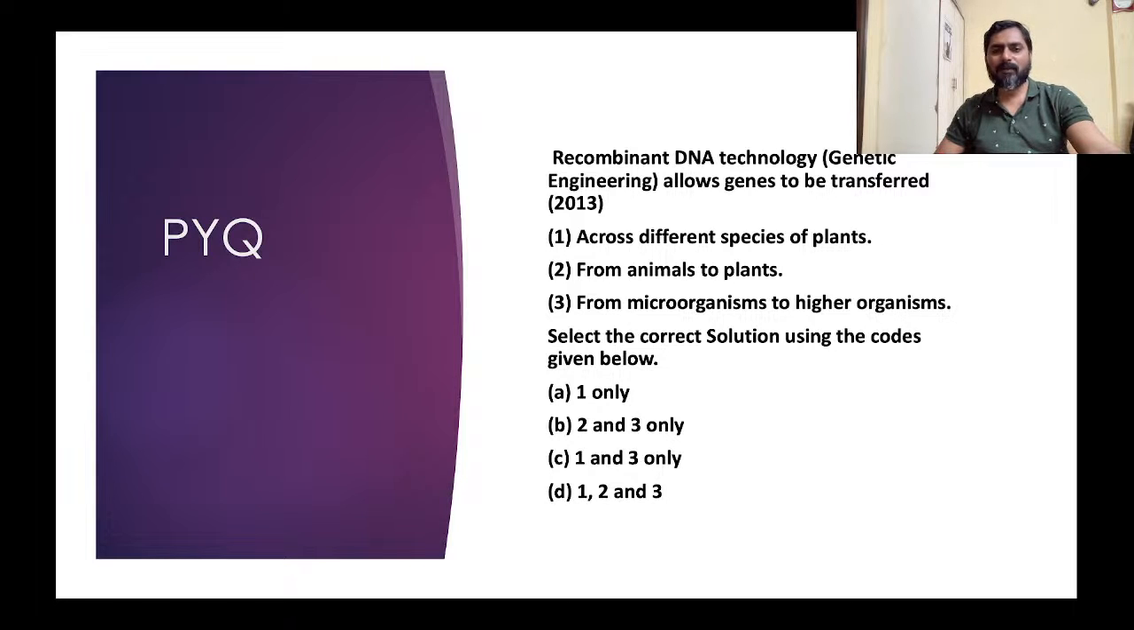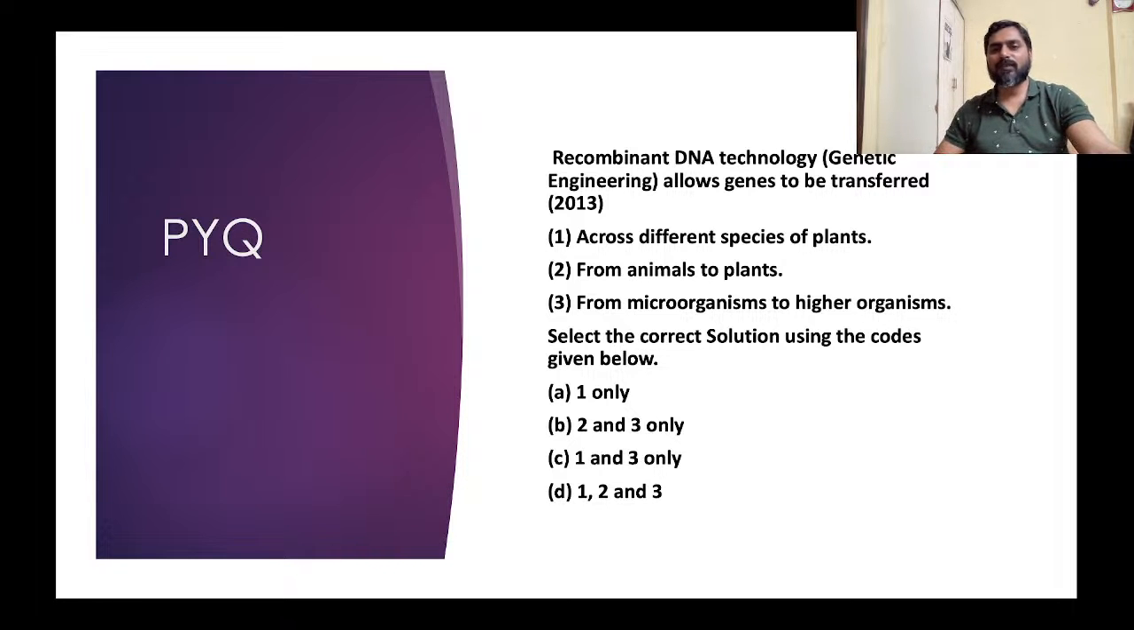Okay, let us look at the answer here. Recombinant DNA technology, again, we are talking about genetic engineering. It says it allows genes to be transferred across different species of plants. Yes, the principle of biotechnology is that because we have evolved from common ancestors, biologically and chemically we are very similar. All organisms are essentially using DNA as the method to code information from one generation to another.